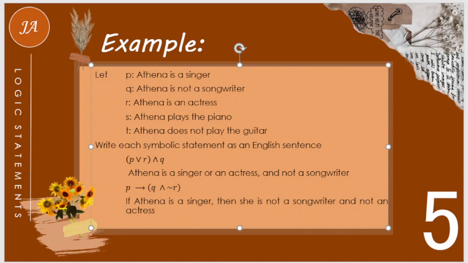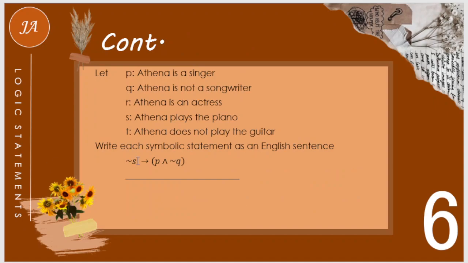So for the third example, we have here a symbolic form: not S implies the quantity of P and not Q. So we let S as Athena plays the piano. Since it is not S, the negation of S, therefore the statement will be Athena does not play the piano.